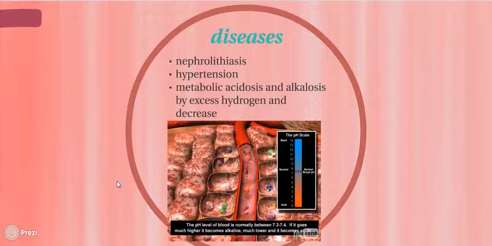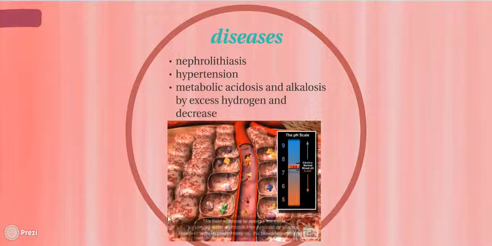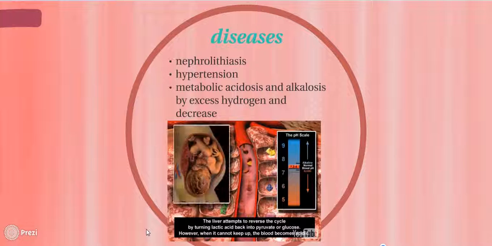The pH level of blood is normally between 7.3 and 7.4. If it goes much higher, it becomes alkaline, much lower, and it becomes acidic. The liver attempts to reverse the cycle by turning lactic acid back into pyruvate or glucose. However, when it cannot keep up, the blood becomes acidic.